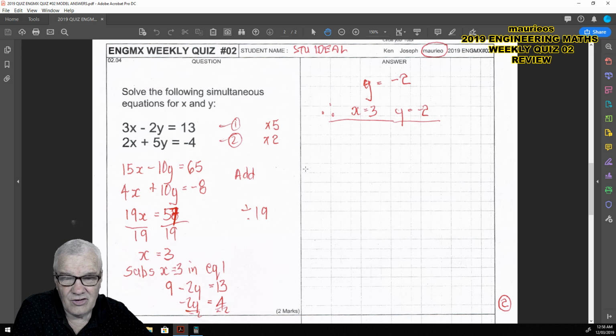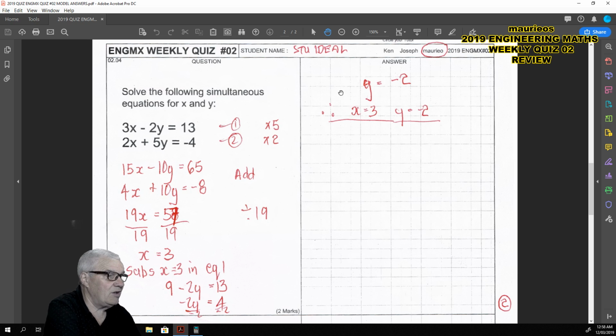And you'll see. So 5 times 3x, 15x. 5 times negative 2y is negative 10y, and 5 times 13 is 65. All right, and then I go 2 times 2x is 4x, 2 times 5y is 10y, and 2 times negative 4, negative 8. And you can see what I did here. Very clever, very clever. Negative 10y plus 10y. If I add those together, the y's will disappear.